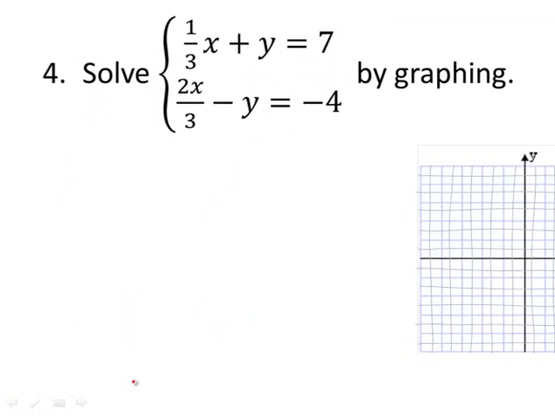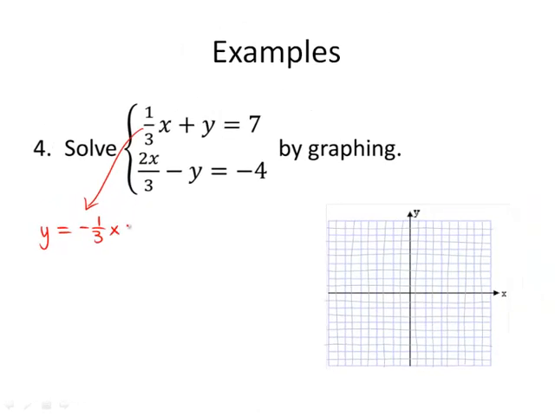Let's take a look at this example. We can solve the first equation by subtracting 1/3 x from both sides, leaving us with y equals -1/3 x plus 7. The second equation we can solve by adding y to both sides and adding 4 to both sides, leaving us with y equals 2/3 x plus 4.